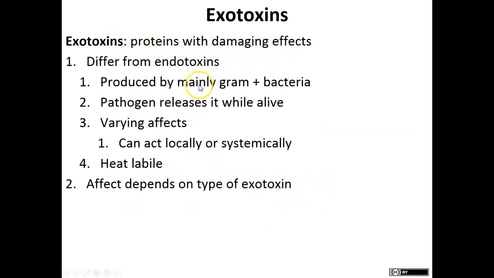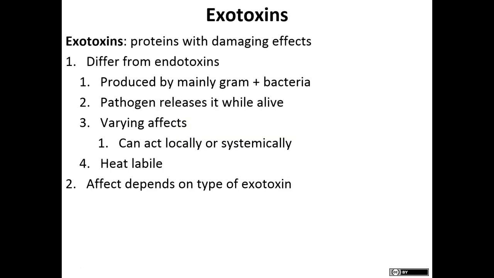Exotoxins are different. They differ from endotoxins in multiple ways. They're proteins, and in general, you don't need a lot of exotoxin to cause damage. You can have very little exotoxin and a very severe response. They are produced mainly by gram positives, but certain gram negative bacteria can produce some exotoxins as well. The pathogen releases the exotoxin, the protein, while it's still alive, so it doesn't have to die to release this. And the effects vary depending on the type of exotoxin that was released.